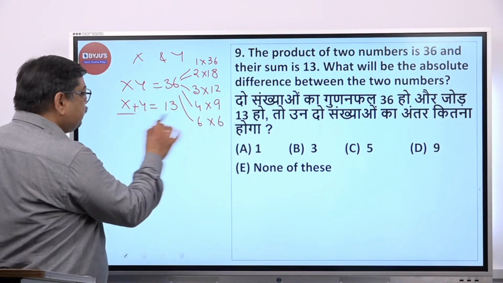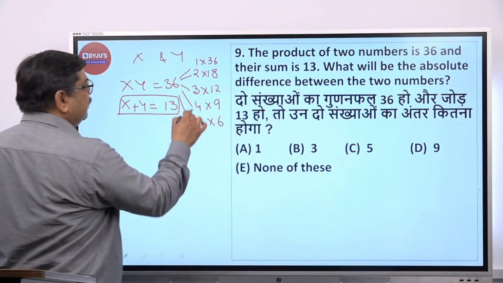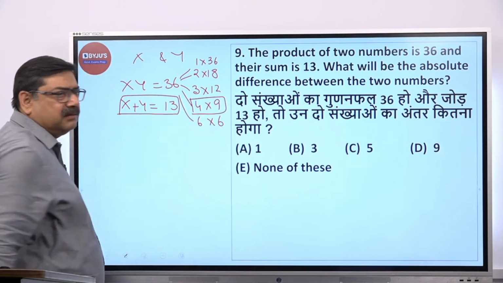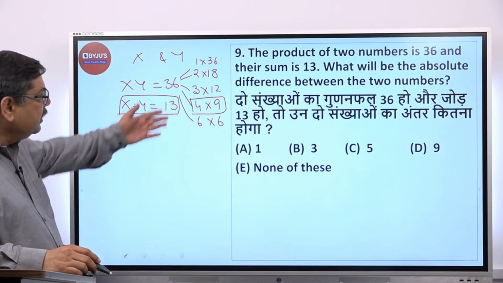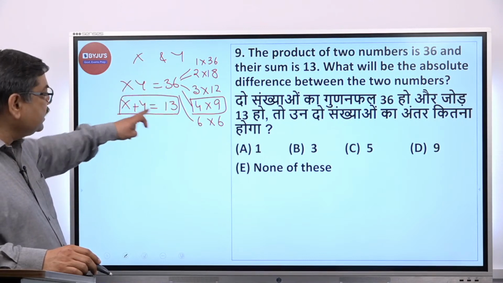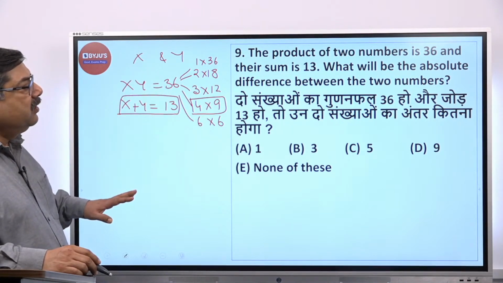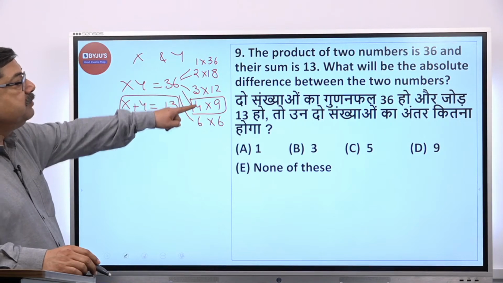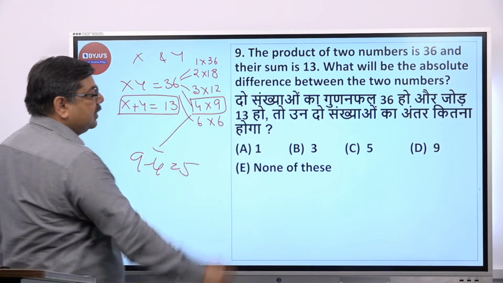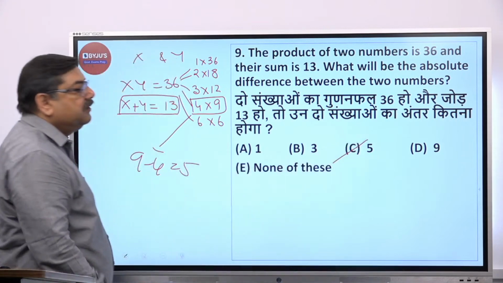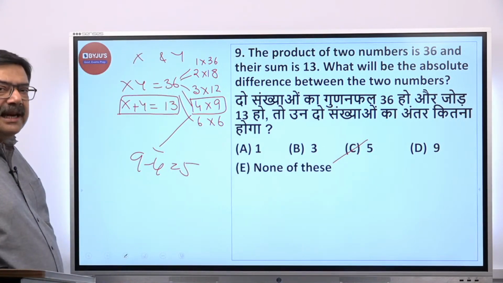Now you see x plus y is 13. So this is where you get 13 over. Why do you need to sweat so hard here? Come on, just factorize this and you would know that x plus y is 13. All right, he says what will be the absolute difference between the 2 numbers. So difference here is how much? It is 5. So choice C is the answer.